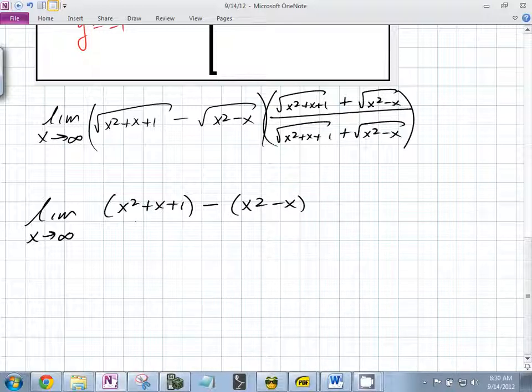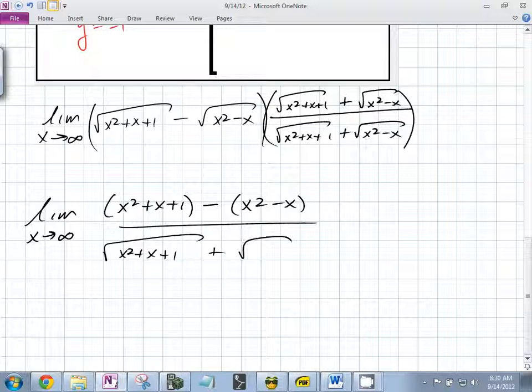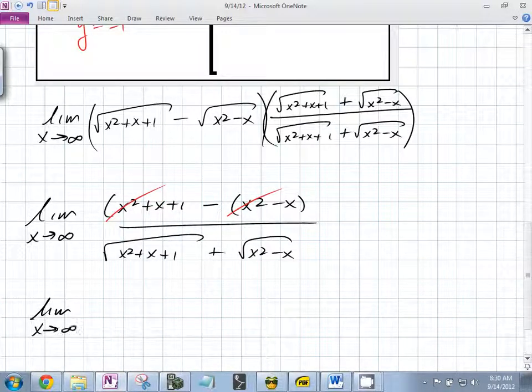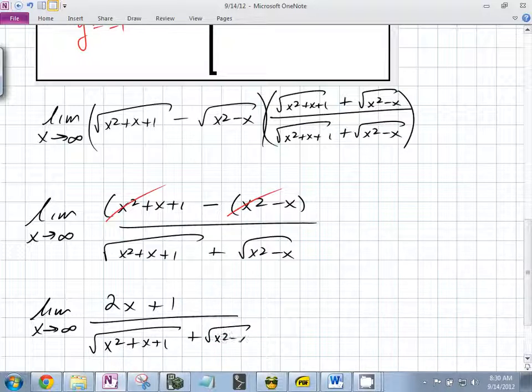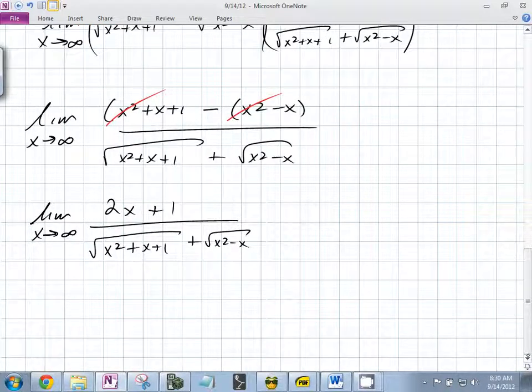The middle term cancels, and you're left with x squared plus x plus 1 minus the square root of x squared minus x. What happens on top? What cancels? The x squareds cancel? No, that doesn't cancel. It's just 2x, right? Thank you. Don't let me make stupid mistakes. The limit as x goes to infinity of 2x plus 1 over the square root of x squared plus x plus 1 plus the square root of x squared minus x.